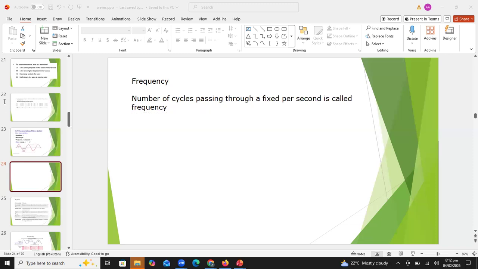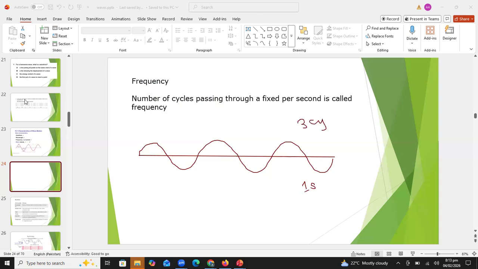So frequency means how many cycles are generated in 1 second; that is defined as frequency. For example, if I draw a wave here, this is a reference line. This one is representing crest, trough, crest, trough, crest, trough. So basically in 1 second there are 3 cycles. So its frequency is 3 cycles per second.